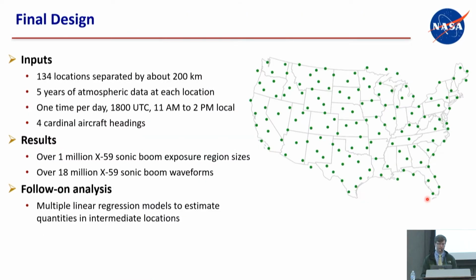So here's our final design. We looked at 134 locations across the U.S., each of them separated by about 200 kilometers. 5 years of atmospheric data at each location, 1 time per day, 4 aircraft headings. And we resulted in over 1 million sonic boom exposure regions, and because each exposure region can have multiple waveforms, we have over 18 million waveforms. We computed a follow-on analysis using multiple linear regression models in order to give us a finer spatial resolution than this.